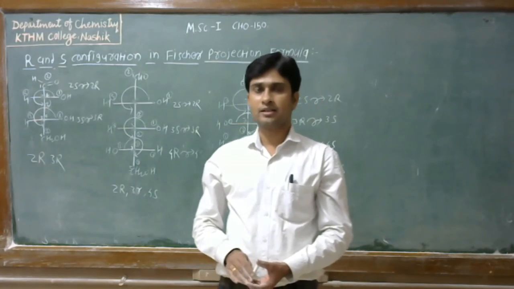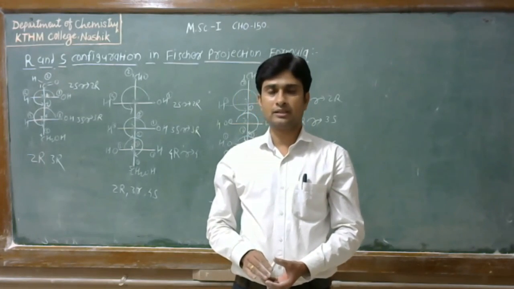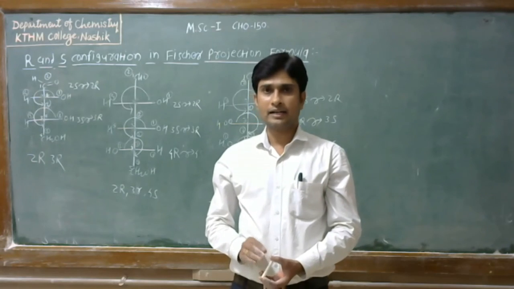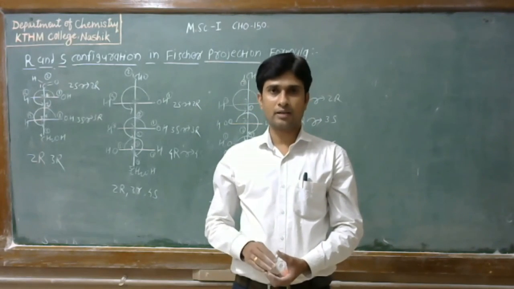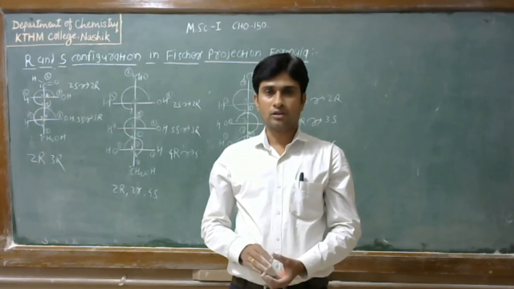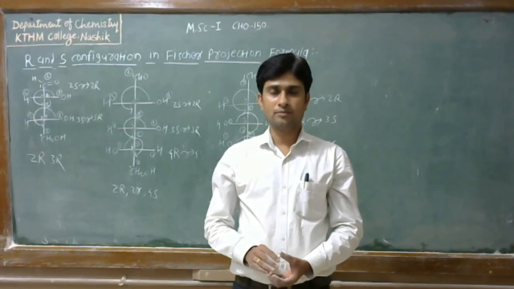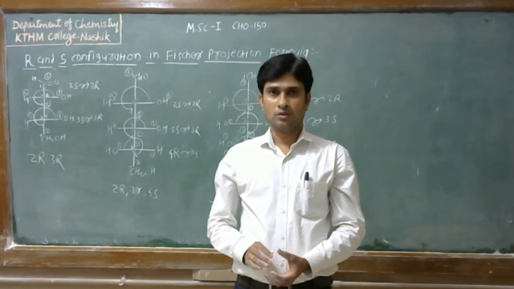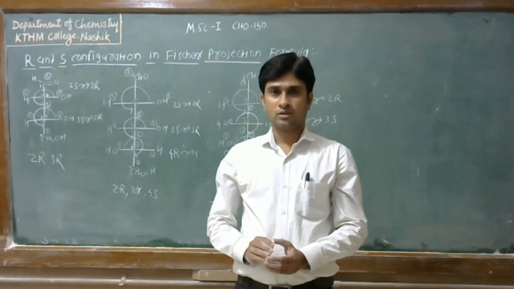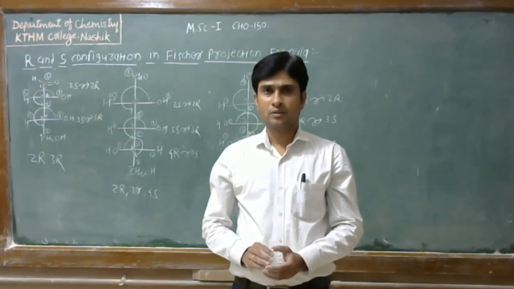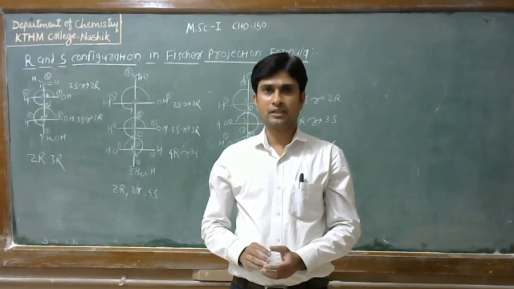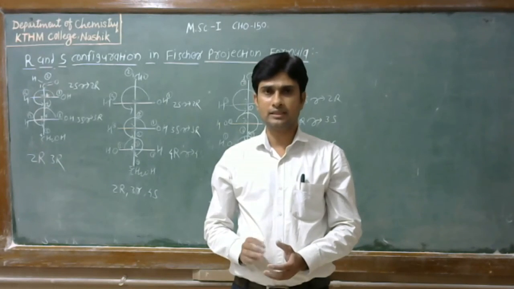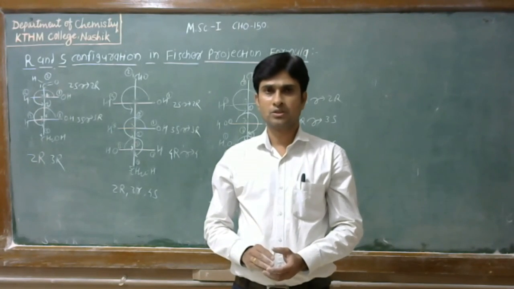So in this lecture we discussed R and S configuration in Fischer projection formula having one chiral carbon atom or more than one chiral carbon atom. So we are going to stop here. In the next lecture we will discuss the R and S configuration in cyclohexane system and E and Z configuration. So we stop here. Thank you.